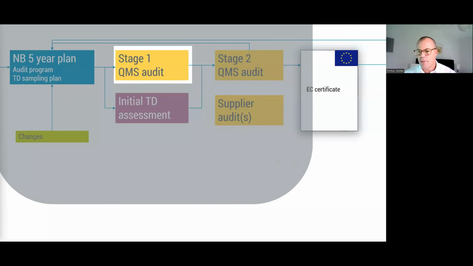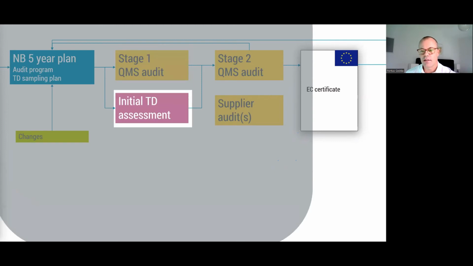And based on the output of stage 1, the notified body then decides when the stage 2, or also called certification audit, is to be conducted. But before the stage 2 audit is performed, the initial TD assessment, the technical documentation assessment, shall be done and reported to the client, and also form input to the stage 2 audit.